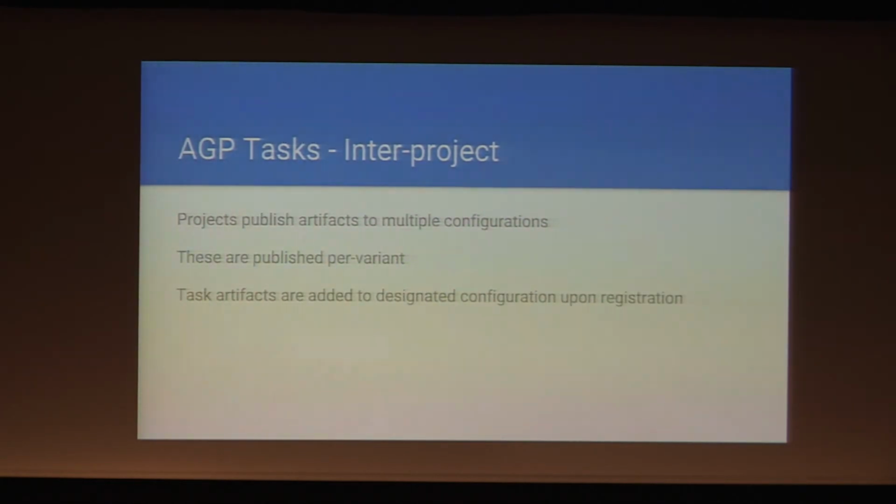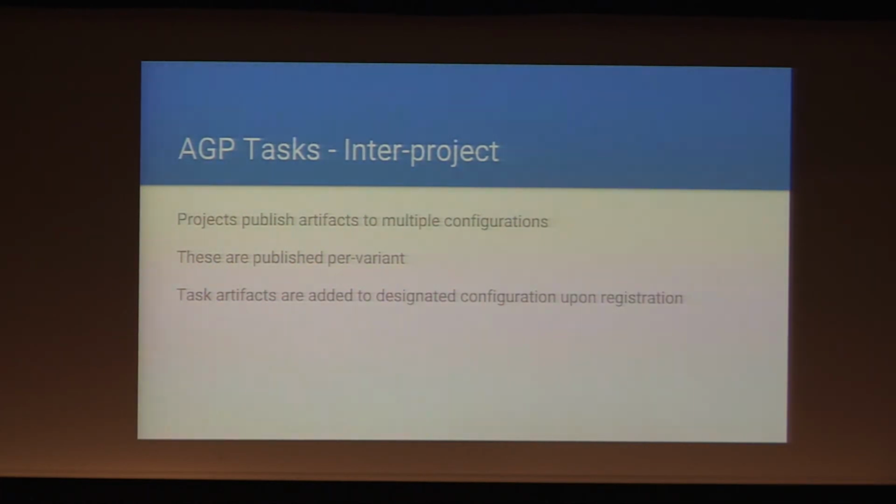So in order for projects to advertise what kind of artifacts they are able to build, projects publish artifacts to multiple configurations, and these configurations are consumable by the projects that depend on them, for instance, a library project. These configurations are published per variant, and when a task is instantiated and registers itself with the variant, we piggyback on this mechanism to figure out whether this artifact is something that this project needs to publish.